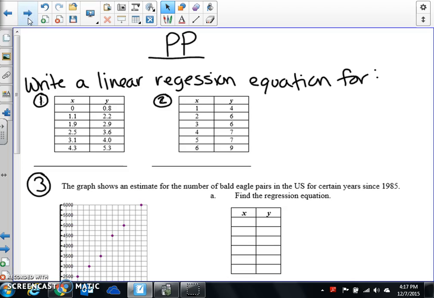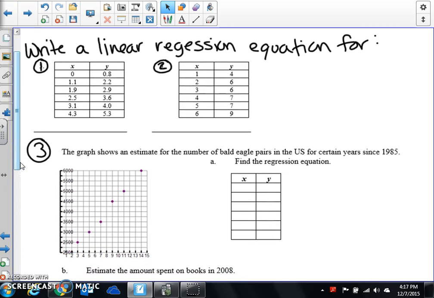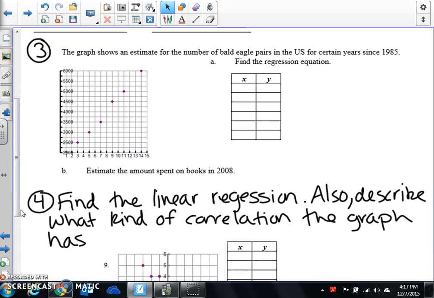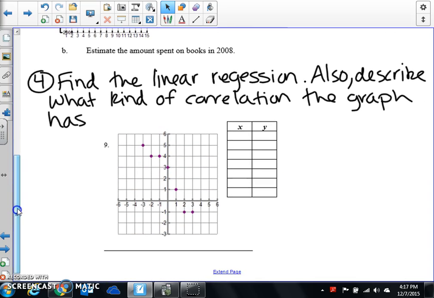Here are your practice problems. Okay, make sure that you're paying attention to what I'm asking for. So number 1 and 2, you're just straight up writing a linear regression equation. Go ahead and write that down. Pause. Number 3, you're taking points from this graph right here. Then you're going to fill in your table. A, you're going to find the linear regression equation. B, you're going to estimate the amount spent on books in 2008. Okay, pause. And here's number 4.